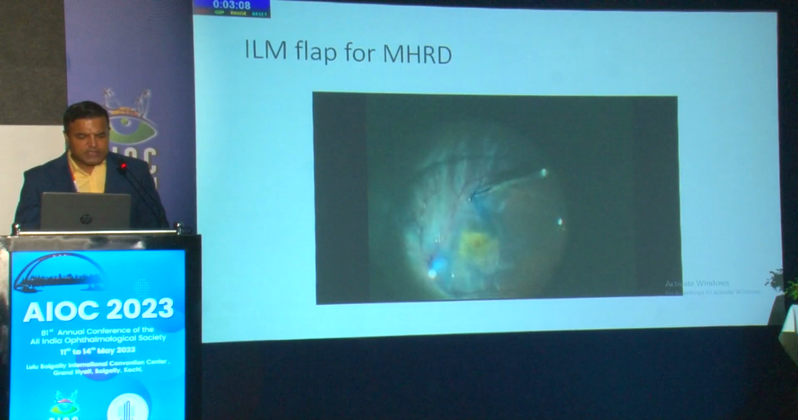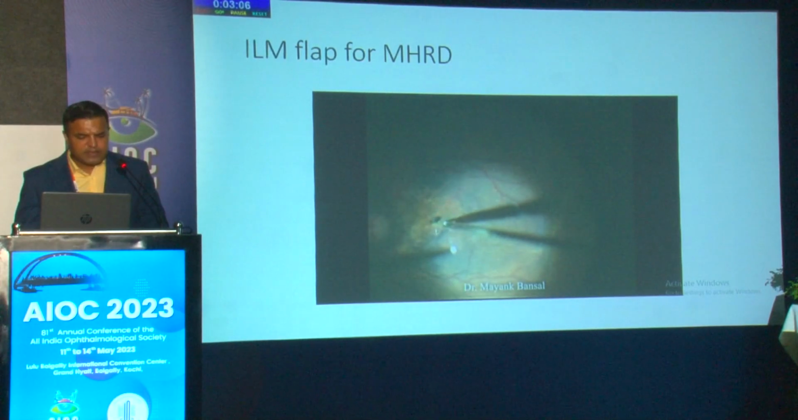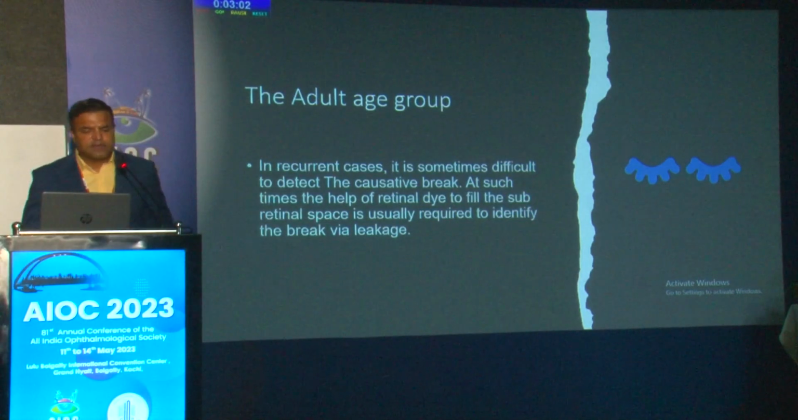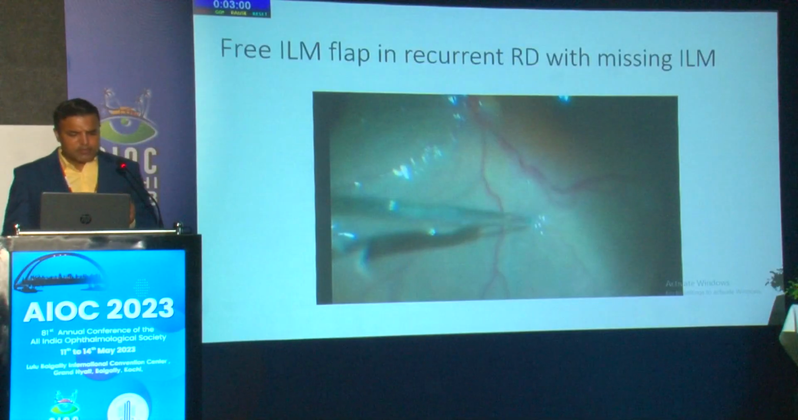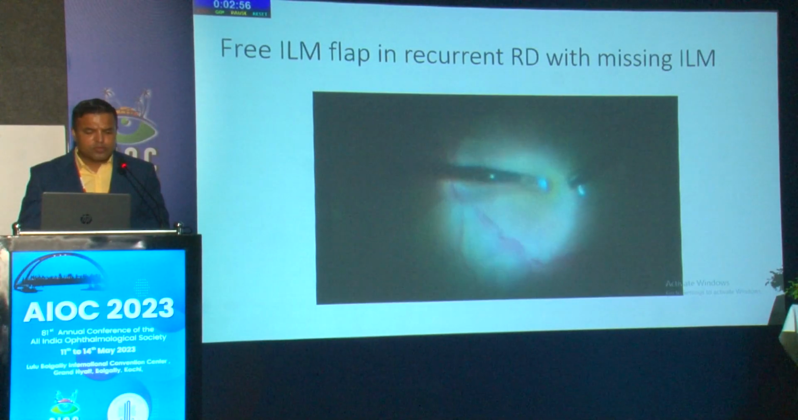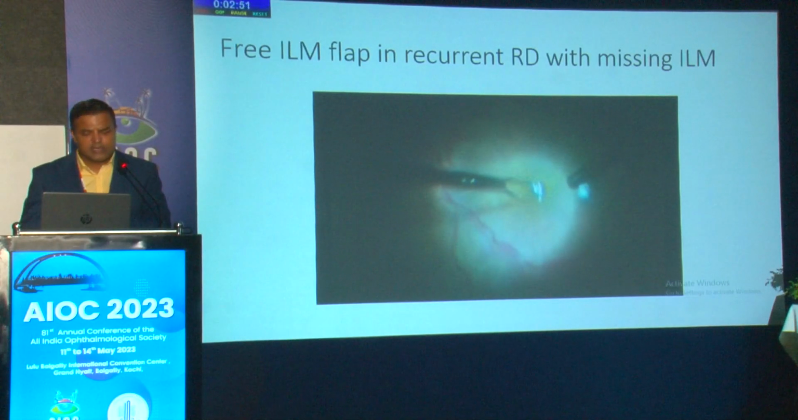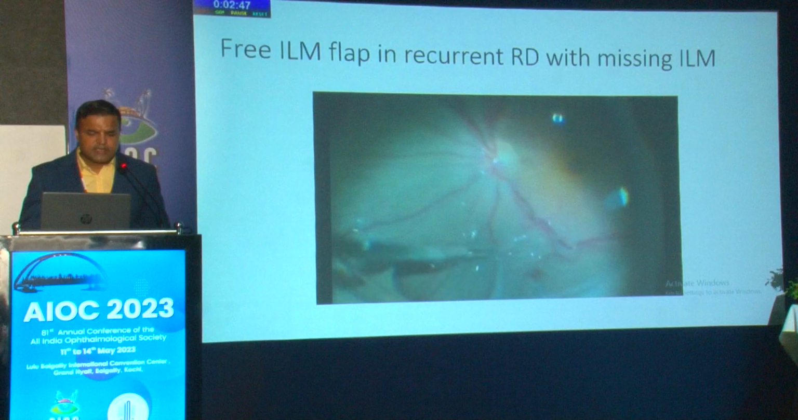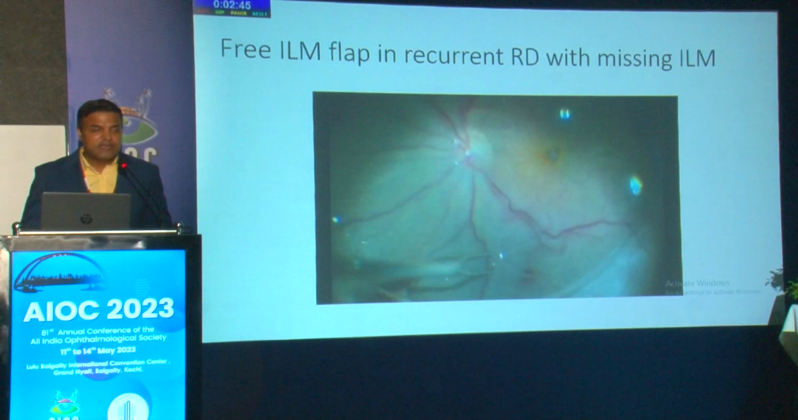Again, I am showing another similar case where we had to place an ILM flap on the hole. In recurrent cases, when you are not able to identify the breaks, sometimes you have to carefully go toward the periphery, trying to dissect the membranes and keep indenting to realize whether a hole is present. This is another case, a re-surgery case.